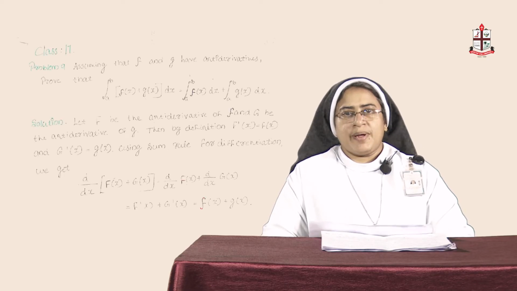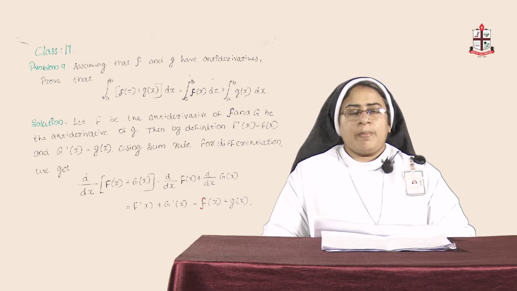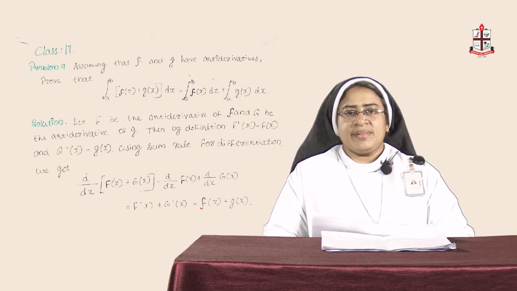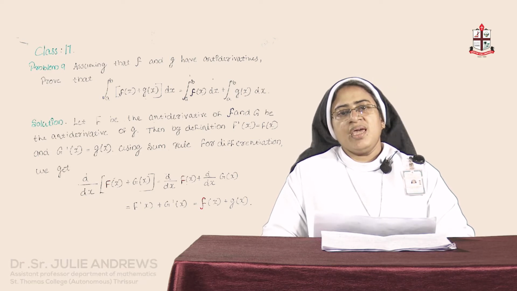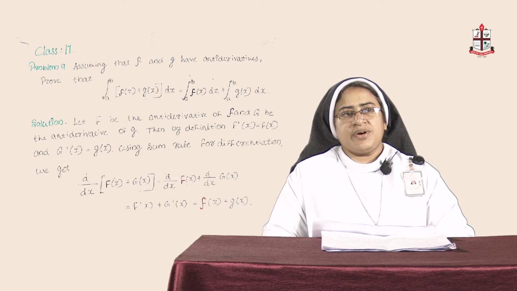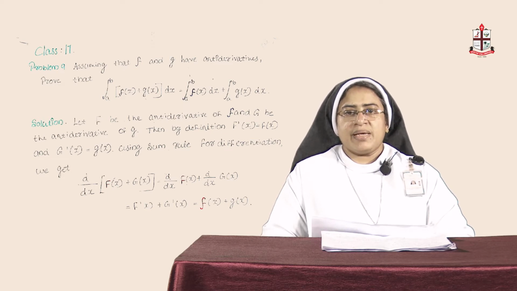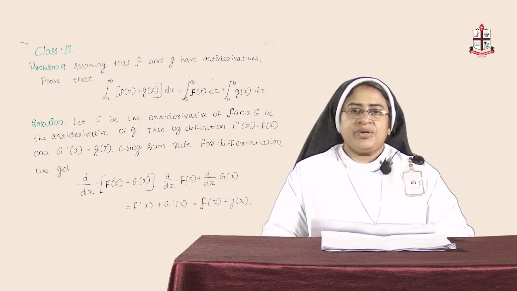Dear friends, today we are going to see about two problems. The first one, problem number 9: assuming that f and g have antiderivatives, you have to prove that the integral from a to b of (f(x) + g(x)) dx equals the integral from a to b of f(x) dx plus the integral from a to b of g(x) dx.